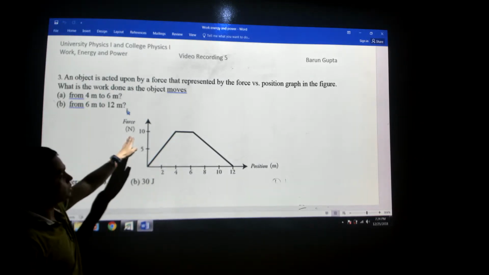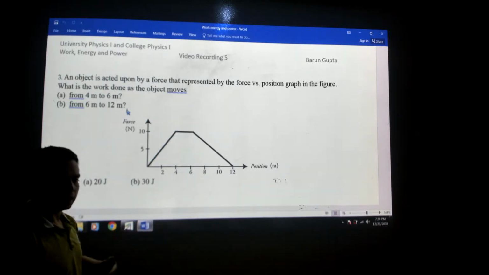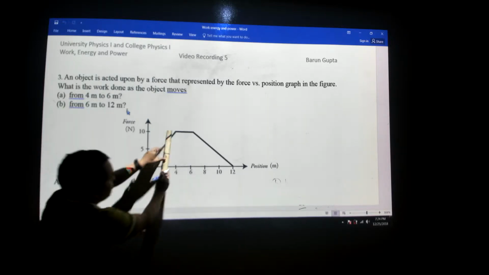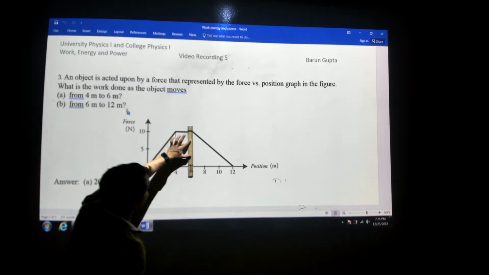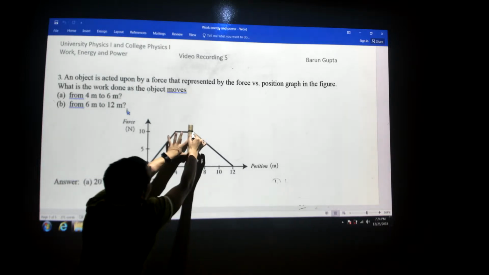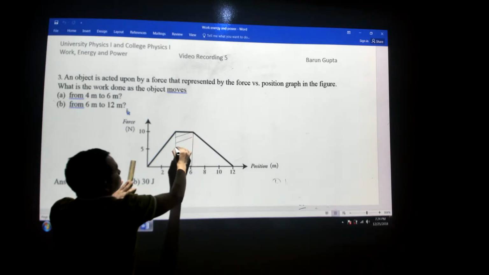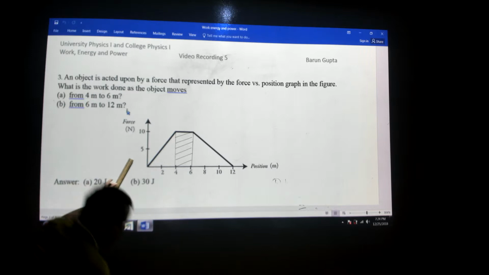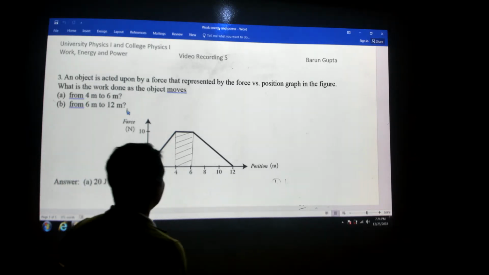So if a force and position graph is given, and it is asking you to calculate the work done, you just have to calculate the area. So what's the area? In this case, this one here. You just have to find this area here. This is a rectangle. So what is the force then?